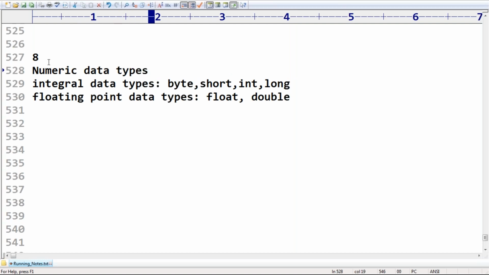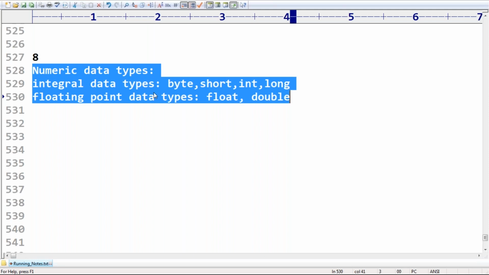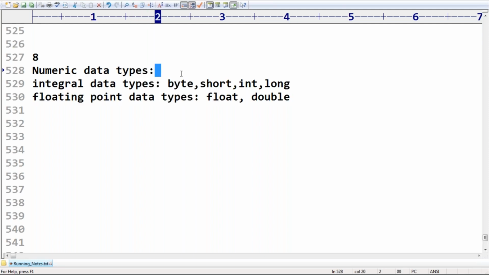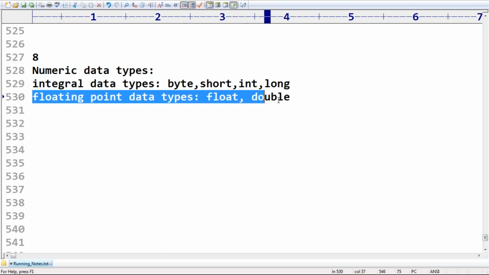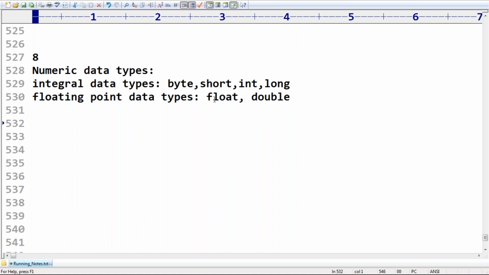So total data types are 8. In that, numeric data types are 6. In those 6, integral types, the numbers without a decimal point, you can represent by using 4. The numbers with a decimal point we can represent by using 2.